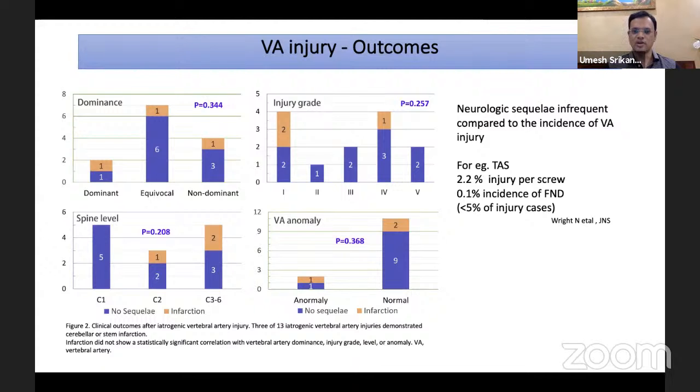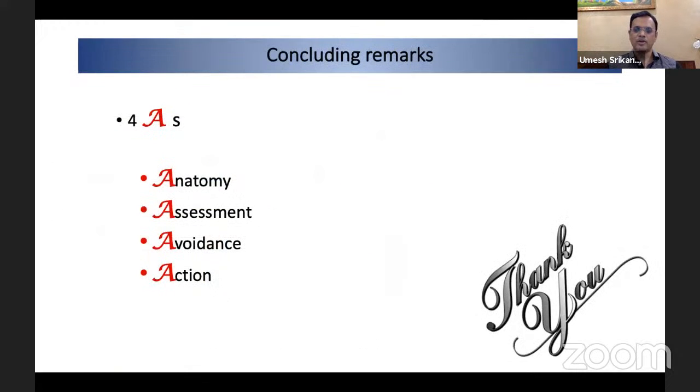But nevertheless, it is always better to be aware of the options available in order to manage intraoperative vertebral artery injury. So just to conclude, these are the 4 A's that we have to remember. We have to understand the anatomy of the vertebral artery, both normal anatomy as well as the variant anatomy in a particular case. We have to assess the preoperative status correctly. We have to avoid any vertebral artery injury by choosing the appropriate technique. And of course, if a vertebral artery injury is there, what is the action that we have to take?